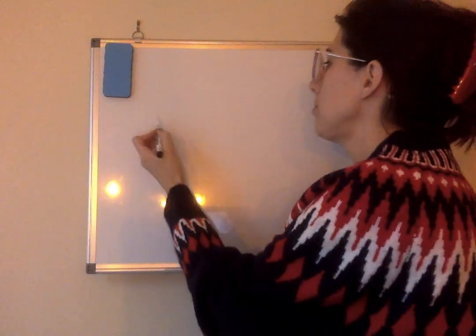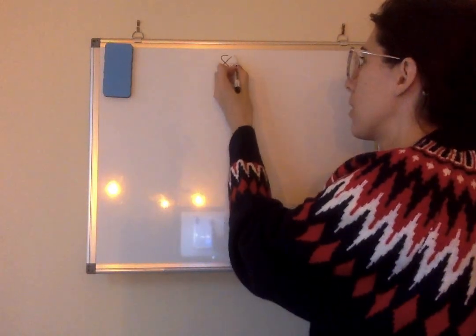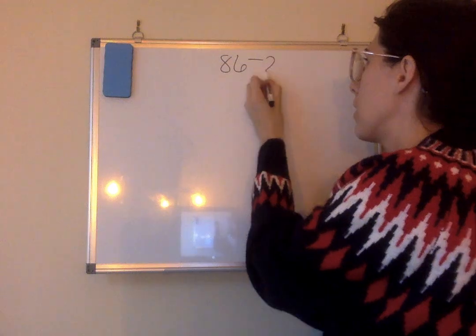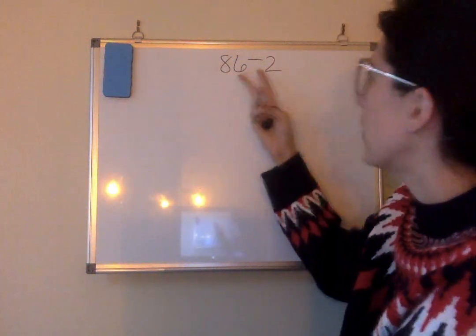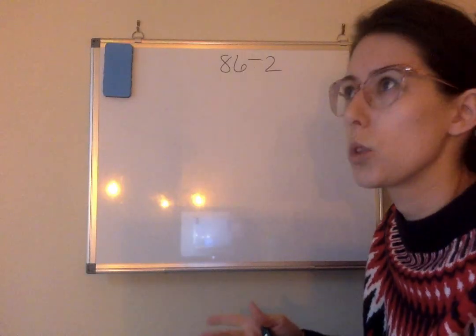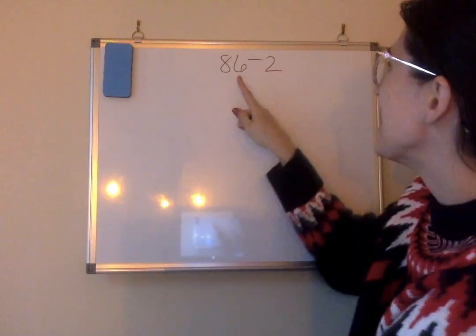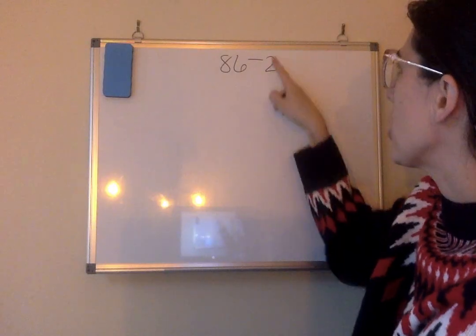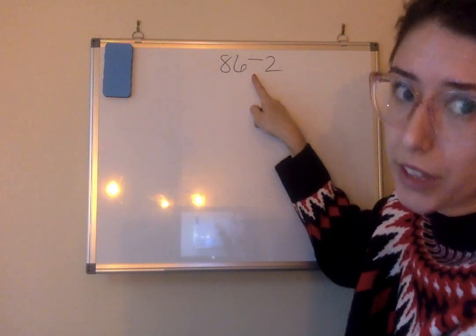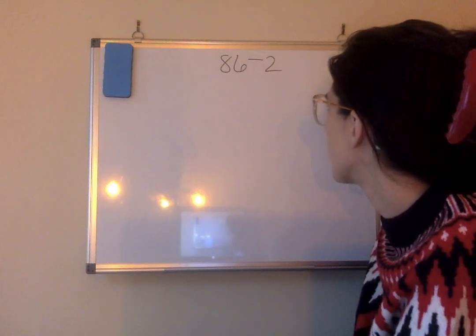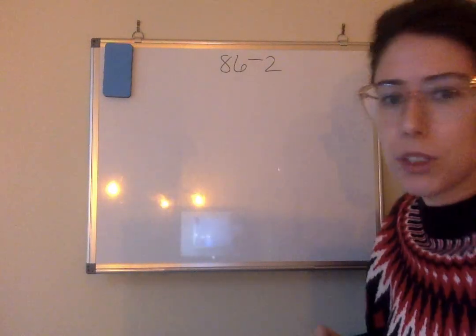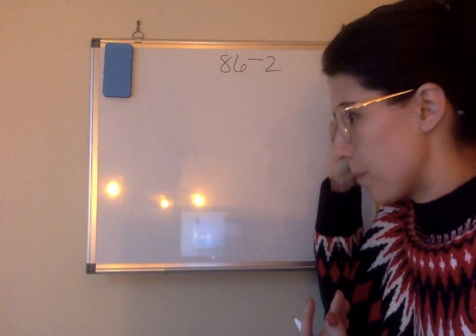All right, let's take the problem. We'll start small. 86 divided by 2. So what this means is you're given the total. Let's go back to the story of pencils and boxes. You have 86 pencils, and you're going to divide it equally into 2 boxes. Okay? So, a couple different strategies for this one as well.